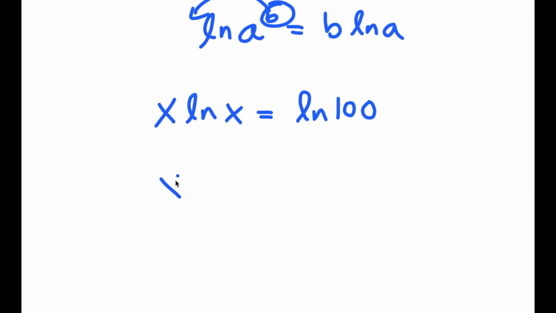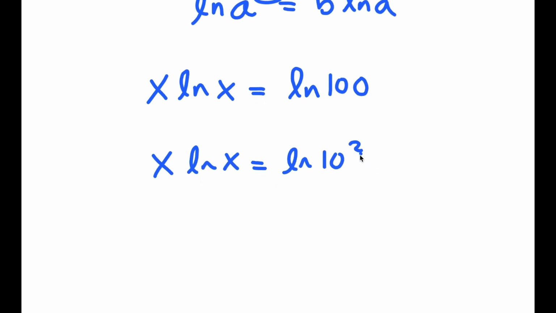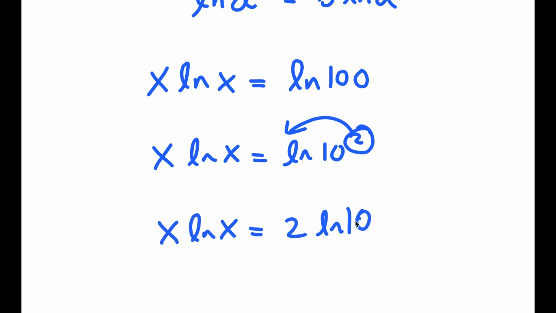Now 100 is the same thing as 10 squared. So I have x times ln x is equal to ln of 10 squared. And now I can move this 2 to the front, again using the same property. So I get x times ln x is equal to 2 times ln 10.